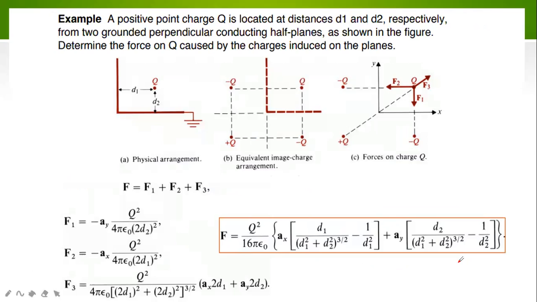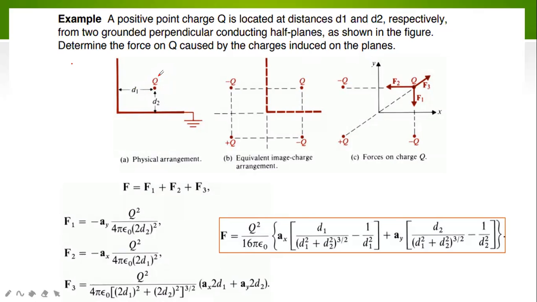This is again from the book of Griffith. A positive point charge q is located at distances d1 and d2 respectively from two grounded perpendicular conducting half planes. There are two planes which are set perpendicularly. A charge is between these planes. From this plane it has the distance d1, and from this plane it has the distance d2. Determine the force on q caused by the charges induced on the planes. So we have to calculate the force on this charge.